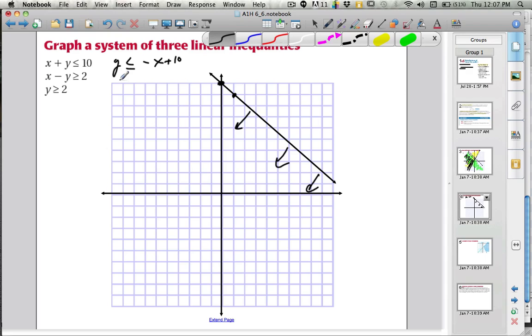this equation I want to put into slope-intercept form, so I'm going to add y and subtract 2. So I'll have x minus 2 is greater than or equal to y. Or I could read this as y is less than or equal to x minus 2. So I have a y-intercept of negative 2.